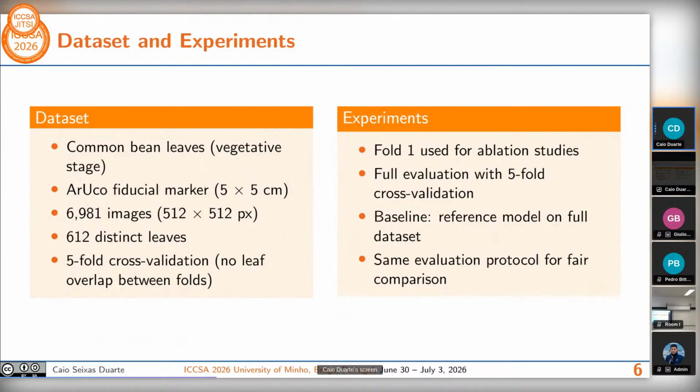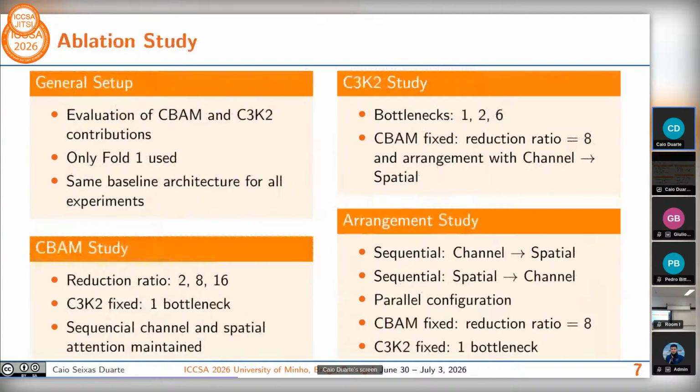Part of the experiments were evaluated using five-fold cross-validation, ensuring that the same leaf never appeared simultaneously in both training and test sets. For the ablation studies, we used only fold one, while the final evaluation considered all five folds. In addition, the reference architecture was also reevaluated using exactly the same protocol, allowing a fair comparison between the methods.